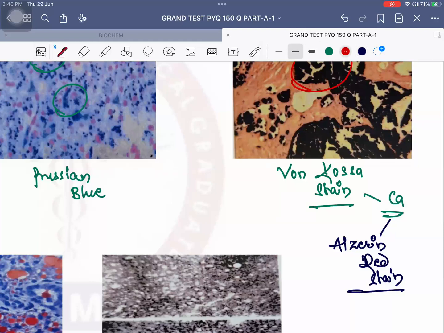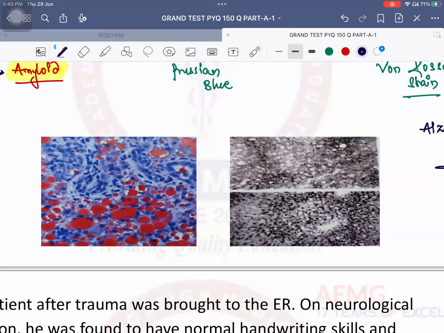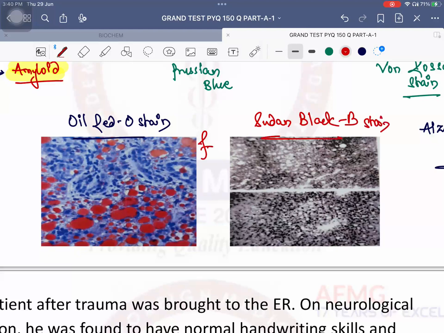Please remember this. Next, these are the fat stains. The one which stains fat red is known as oil red O stain. So oil red O stain is used for fat, whereas the stain which will stain the fat black is known as Sudan black B stain. So please remember, for fat there are two stains which can be used. The one which will stain the fat red is known as oil red O. The one which will stain the fat black is known as Sudan black B.